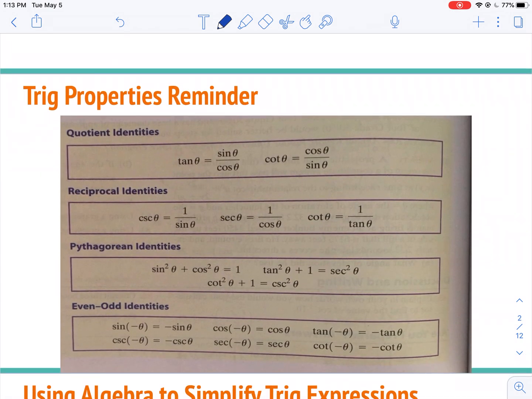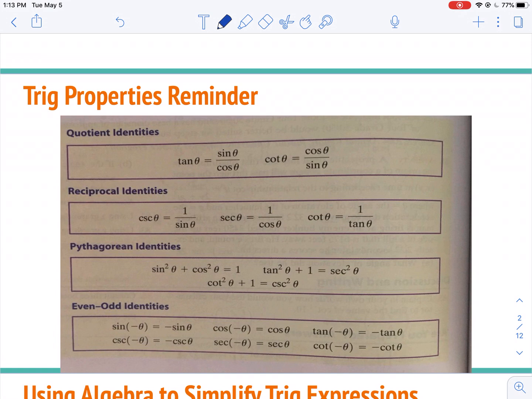These are the trig properties we know so far. We're going to be adding a few more theorems and formulas over the last couple weeks of the year. But these are the ones we do know. We have our quotient identities of tangent being equal to sine over cosine and cotangent being cosine over sine. Cosecant is 1 over sine, secant's 1 over cosine, cotangent's 1 over tangent, just as sine is 1 over cosecant, cosine is 1 over secant, and tangent is 1 over cotangent.